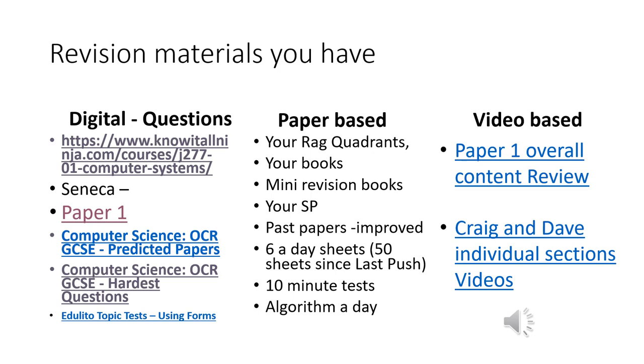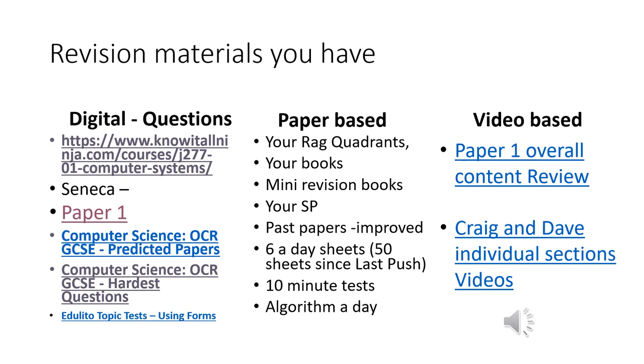So, having watched this very short video, which will only be a few minutes long, you need to look at what can I do next. Well, there's the know-it-all Ninja questions. You can review all of those and the little tasks that go with it, even the PowerPoints, the videos that go with it. Then there's the Seneca papers. There's the normal paper, which you've done, the predicted paper, which you might have started, and the OCR hardest questions. I've also put a link in there for EduLite or topic tests. You did some of those during the last couple of weeks before the end of term.